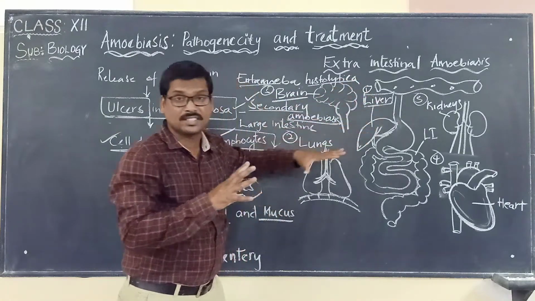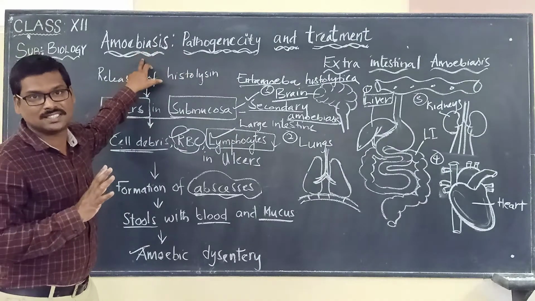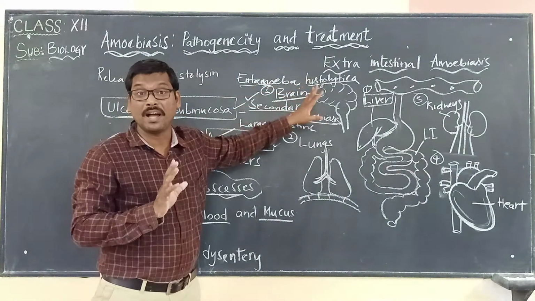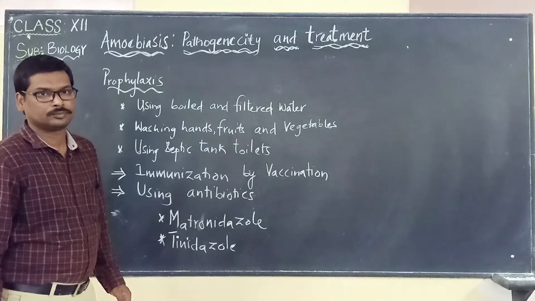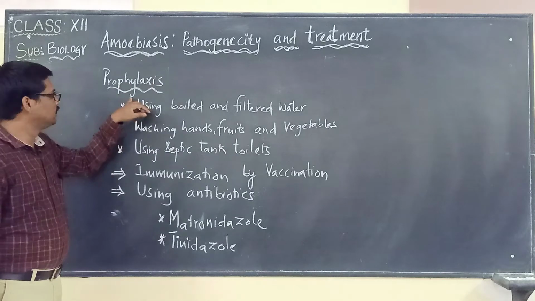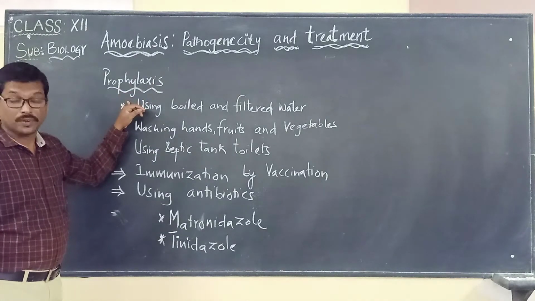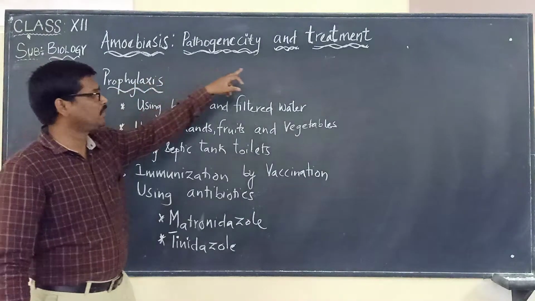So these are the points that we have to keep in mind regarding the pathogenicity of amoebiasis caused by Entamoeba histolytica. Now we will see prophylaxis for amoebiasis. Prophylaxis is another word for treatment.